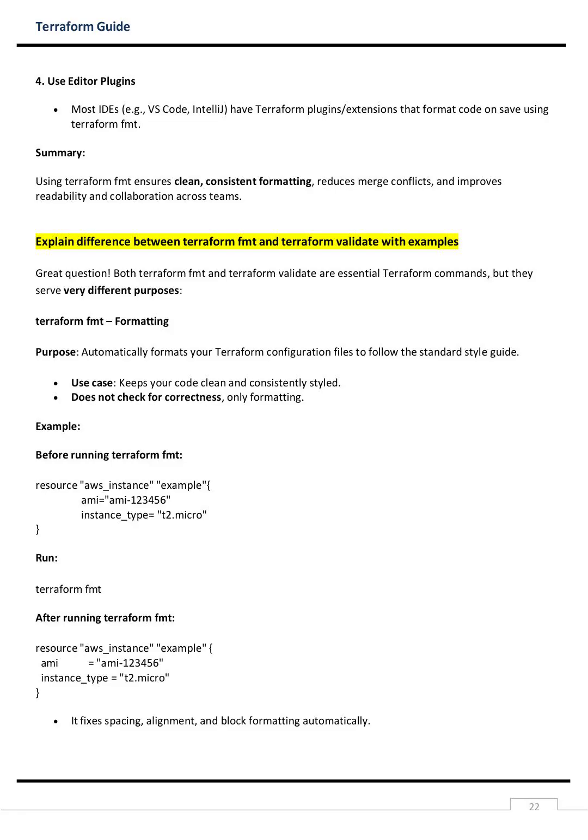Example. Before running terraform fmt, resource aws_instance example. Run terraform fmt. After running terraform fmt, resource aws_instance example. It fixes spacing, alignment, and block formatting automatically.